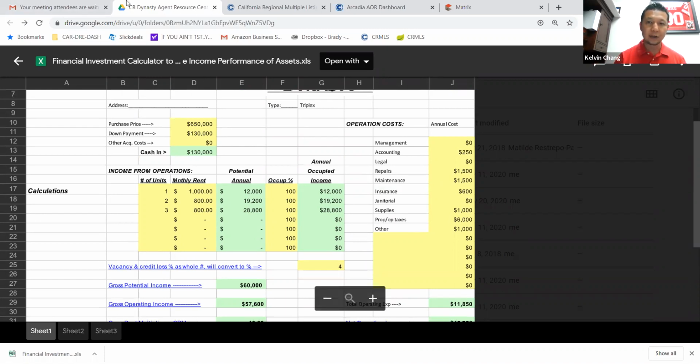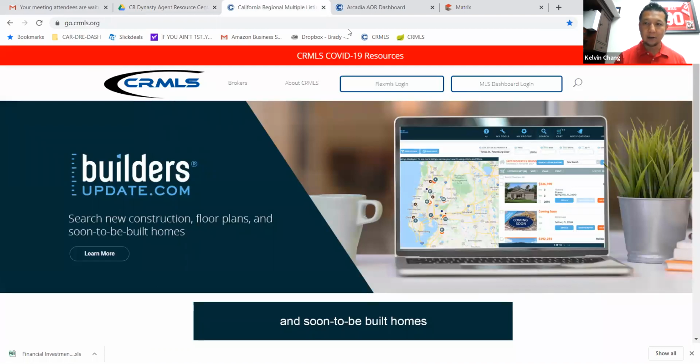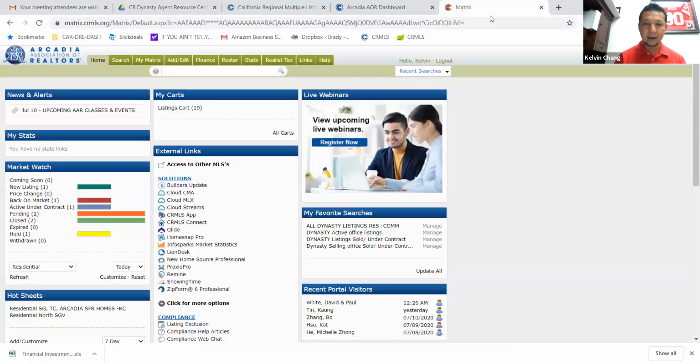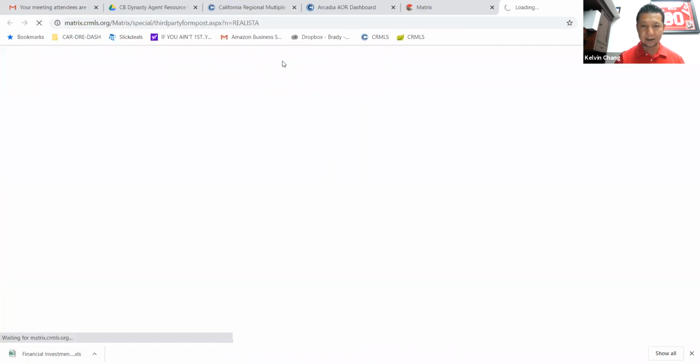So first things first, what do I do? I got a new listing. I have it signed right now. I just got it signed today. And so I wanted to share with you my thought processes when I had to analyze a property. The first thing I do is I go into the Realist tax.